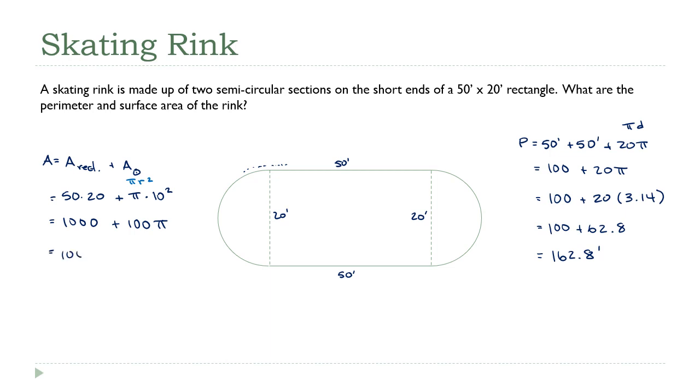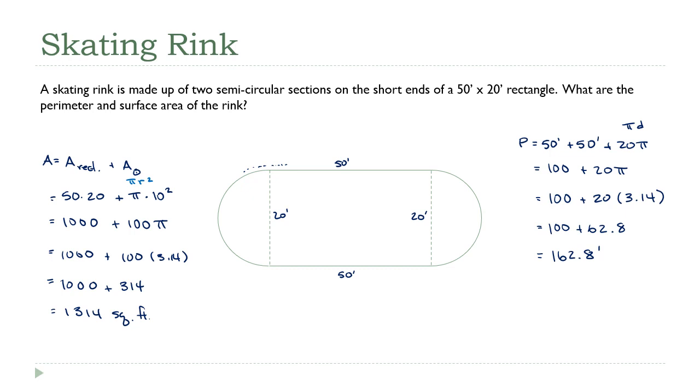So we'll make this 1,000 plus 100 times 3.14. That's 1,000 plus 314. So our total area is going to be approximately 1,314 square feet.